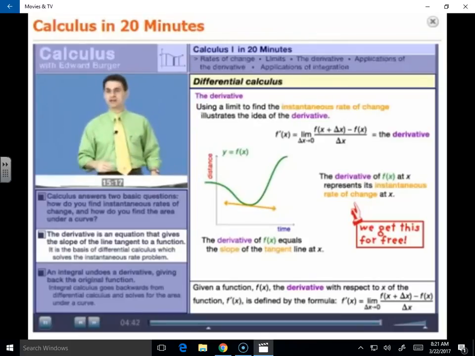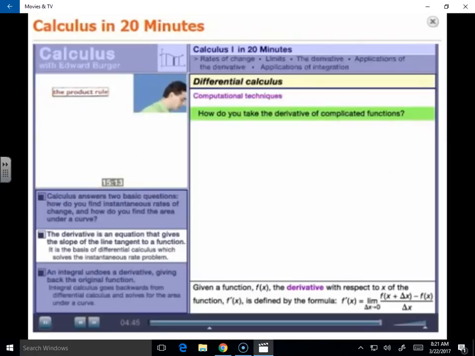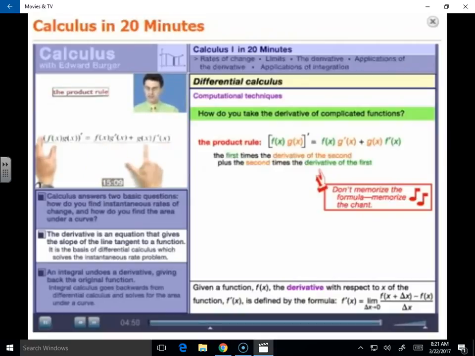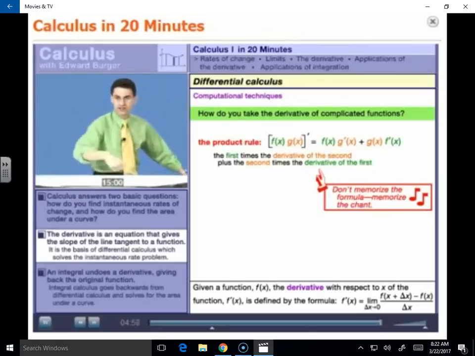Well, how would you take derivatives of complicated functions? Well, if you got a product, you need the product rule. Remember the product rule, don't memorize the formula, memorize the chant. First times the derivative of the second plus the second times the derivative of the first. So the derivative of a product is this. It's not the product of the derivatives. You got to use the product rule. We've got 5 minutes left this minute up here, folks. I got to move faster.